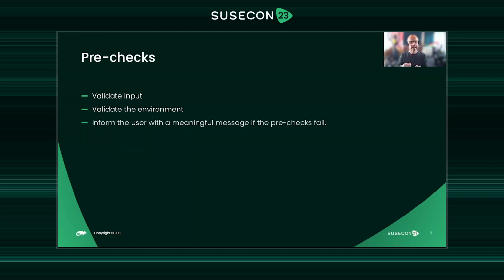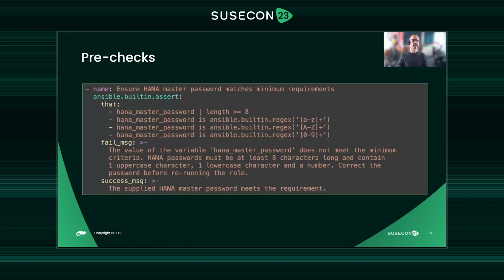Now, if any of our pre-checks fail, we print the customer a really useful error message to show what has failed and why. And I'll show you an example of a pre-check here. This pre-check is in Ansible. It uses the assert module, which most of our pre-checks do. And this is all about the HANA master password.